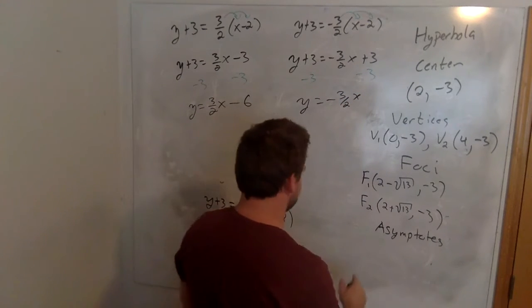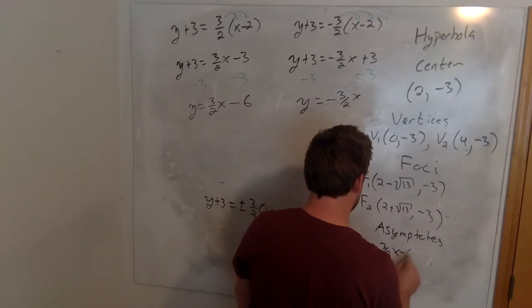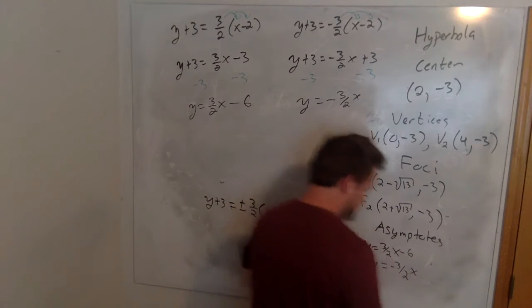So those are the equations of our 2 asymptotes. So y equals 3/2 x minus 6, y equals negative 3 halves x.